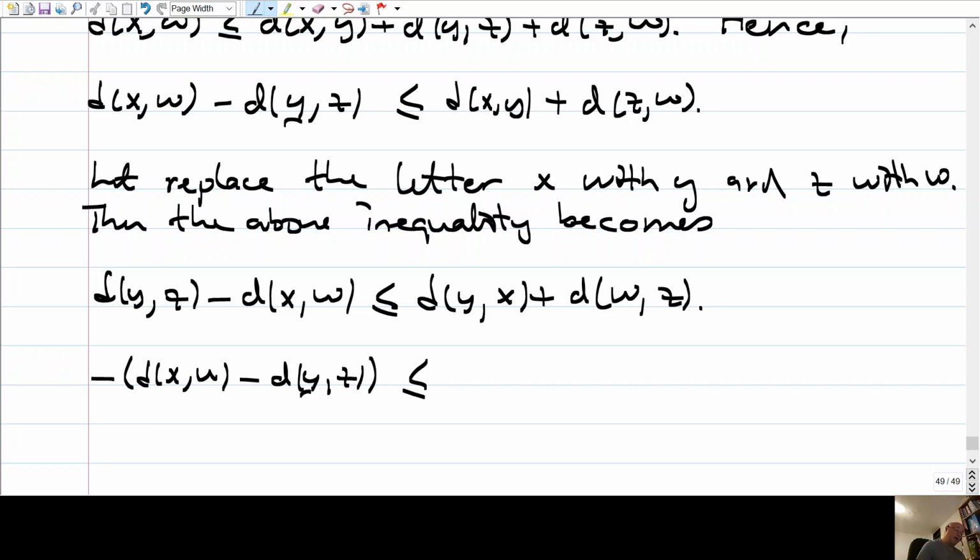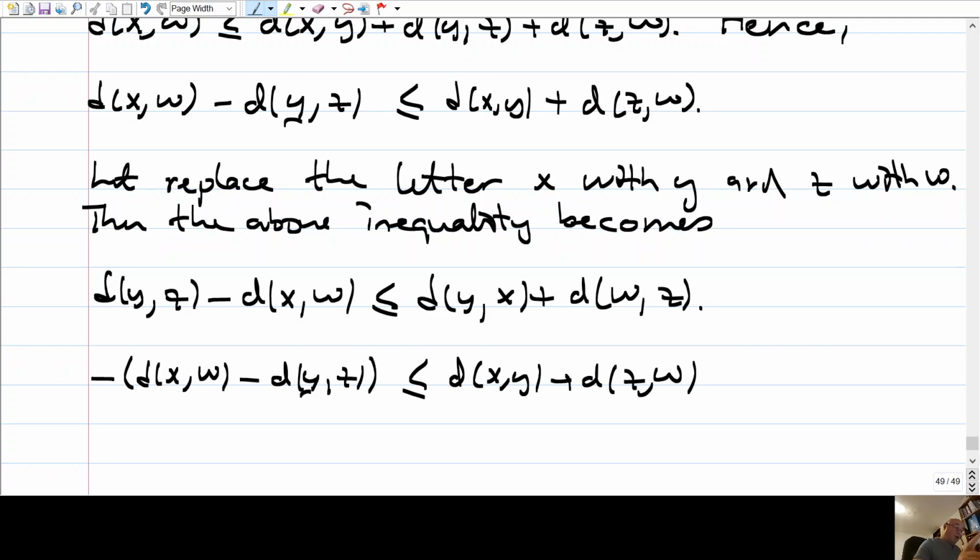What the right hand side? Well, since the distance function is symmetric, this is just exactly this expression. This is just xy plus zw, right? Exactly the same expression. Well, now let's look at what we have obtained.